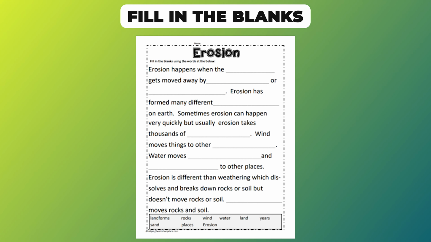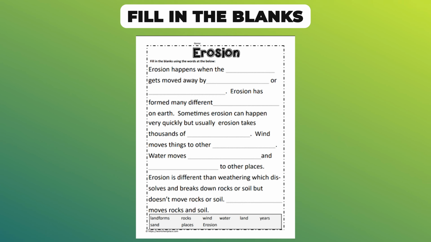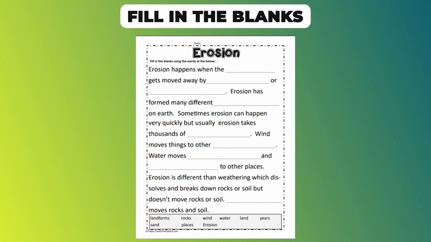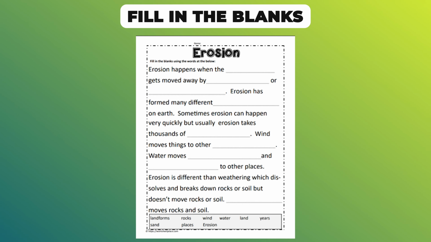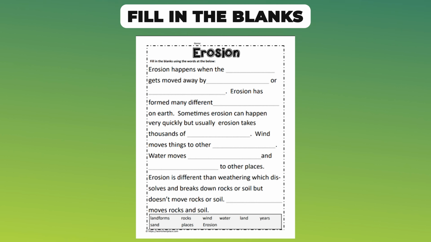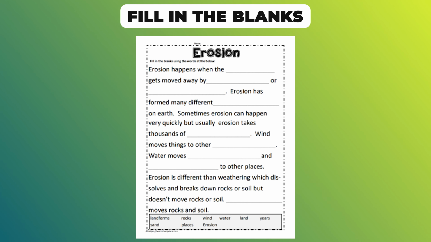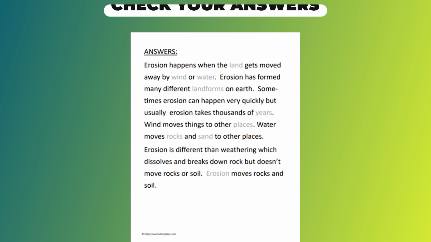Wind moves things to other places. Water moves rocks and sand to other places. Erosion is different than weathering, which dissolves and breaks down rocks, but doesn't move rocks or soil. Erosion moves rocks and soil. Check your answers.